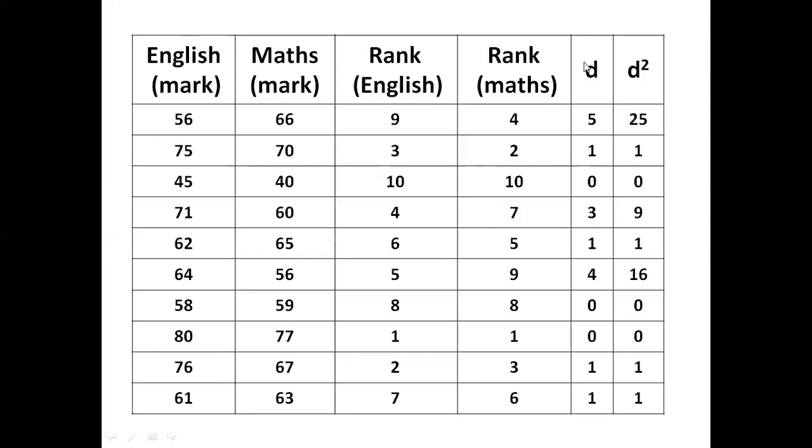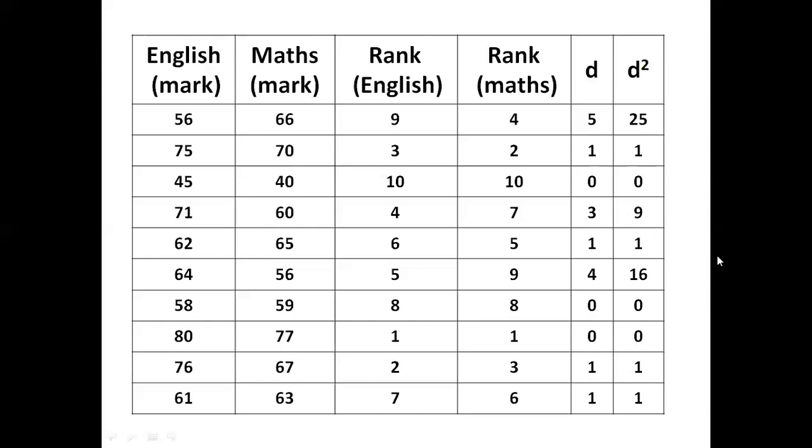Next step is to calculate the value of D square, means whatever is the value of D we have calculated, we will square them. So 5 into 5, 25, 1 into 1, 1, 0 into 0, 0, 3 into 3, 9. In that manner we have calculated this D square. At the end we need to calculate the sum of D square, or sigma D square. So we will calculate the total of the last column, which we have calculated by squaring the value of D. Let's move further.